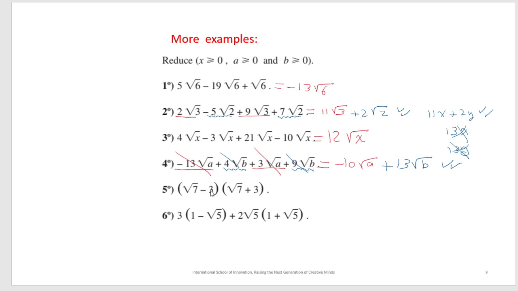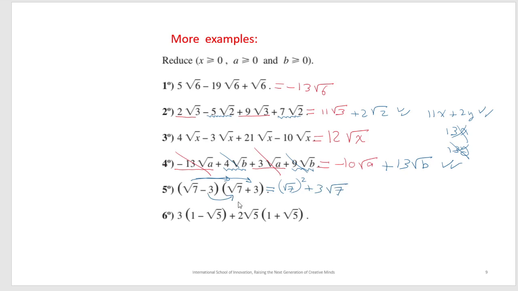Okay. Radical 7 minus 3 into radical 7 plus 3. Okay, so let's do them together. Radical 7 times radical 7, it's equal to radical 7 squared. Radical 7 times 3, it is 3 radical 7.